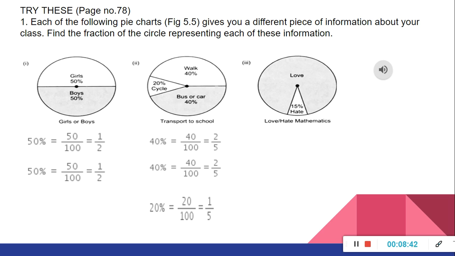Now, the proportion of children who hate mathematics is 15 upon 100, which is equal to 3 upon 20. And the percentage liking mathematics is not given, but we know that 100 minus 15 is 85%. So 85 upon 100 is equal to 17 upon 20. So this is the proportion of the pie chart. Clear?